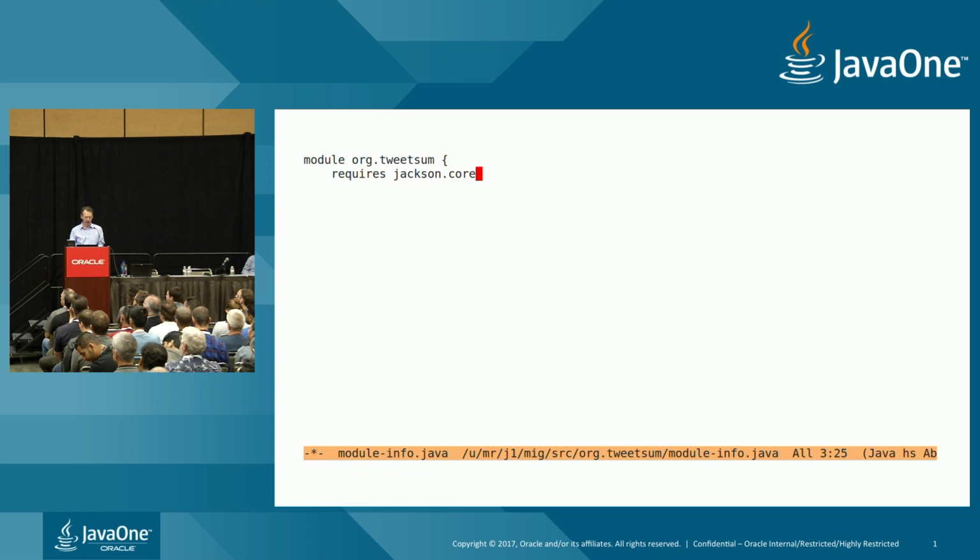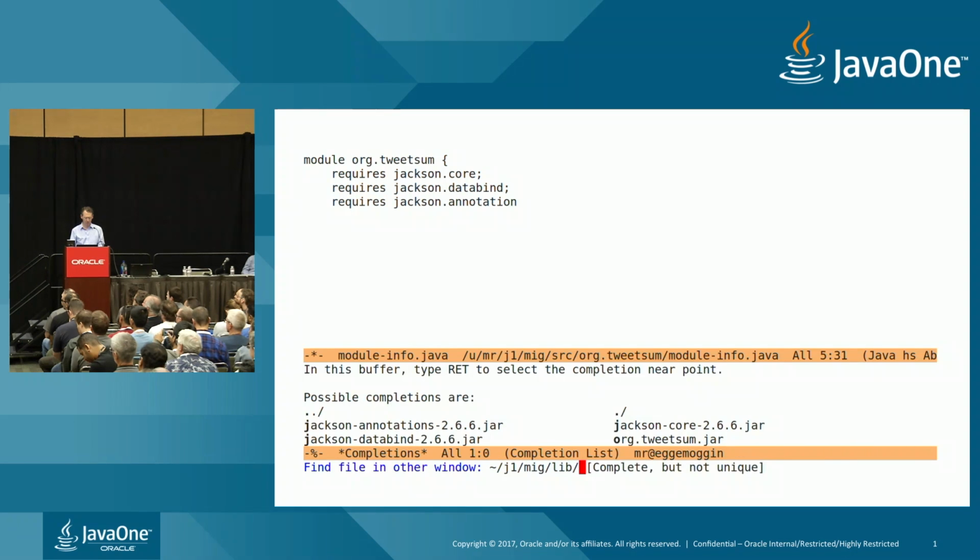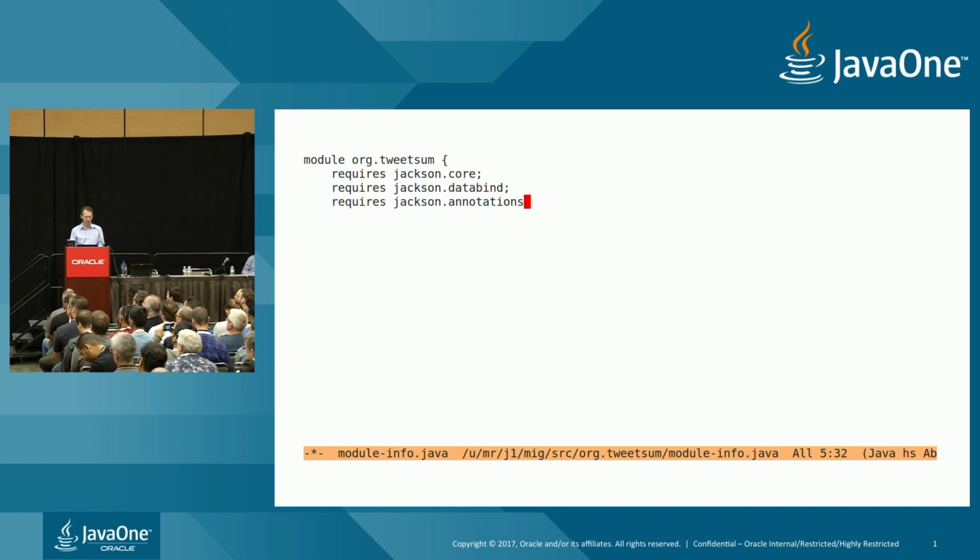So at this point, I can write requires jackson.core, requires jackson.databind, requires jackson annotations. Is it annotation or annotations? Annotations. And that should work, right? That is a really loud phone buzzer. It's going to be on the recording.